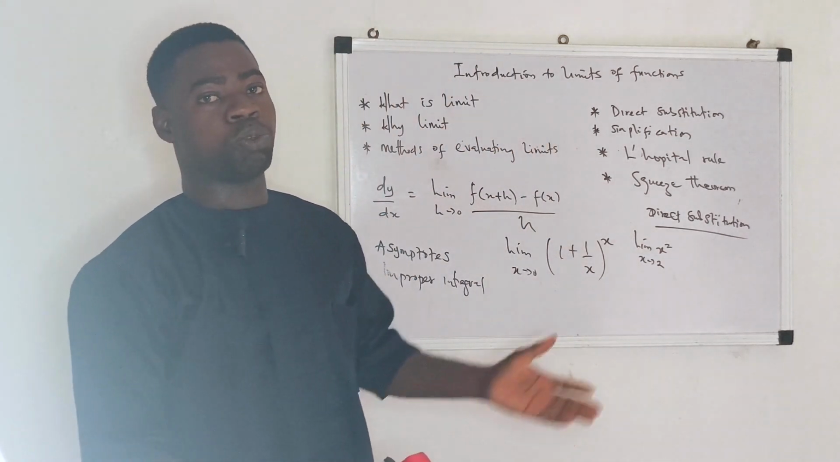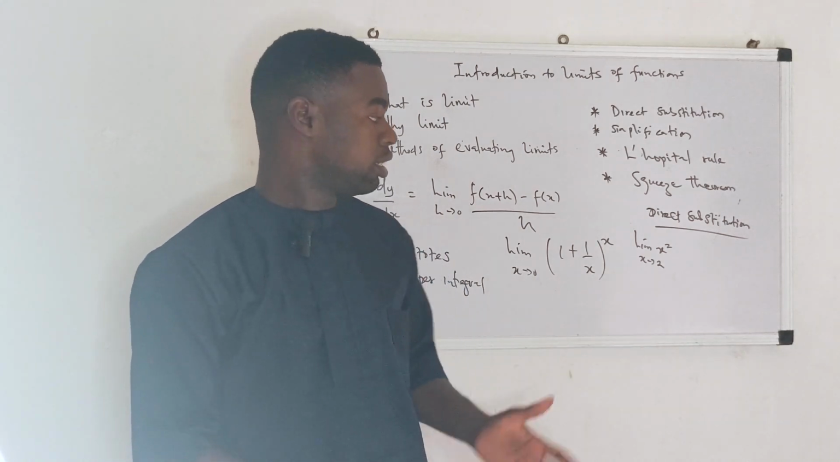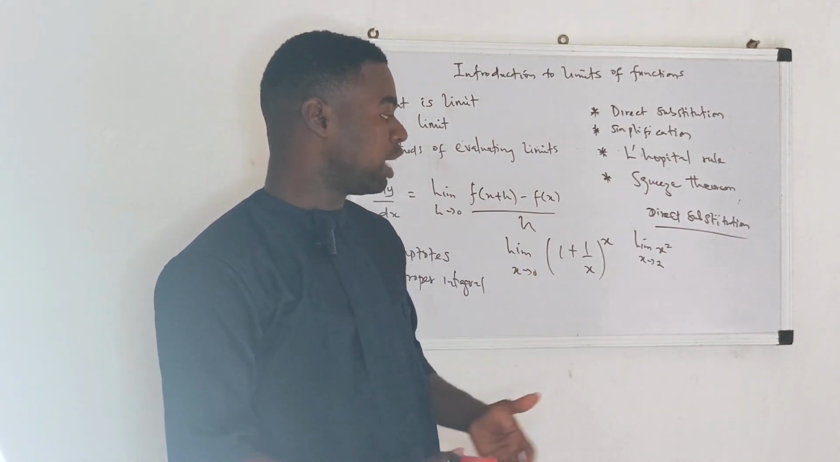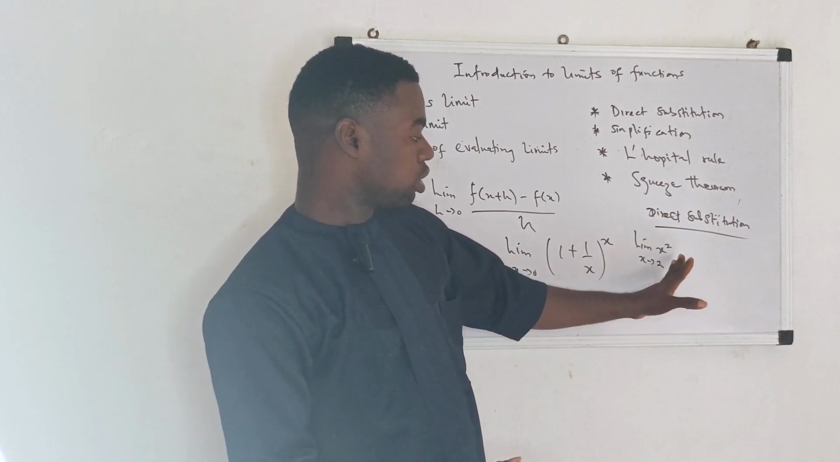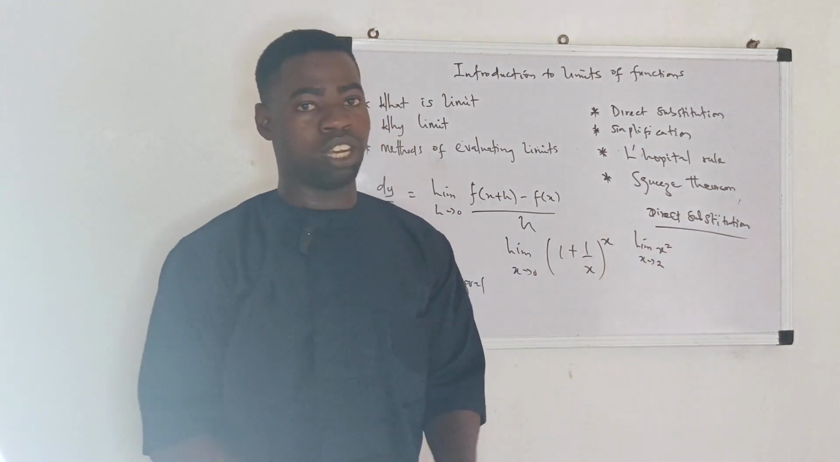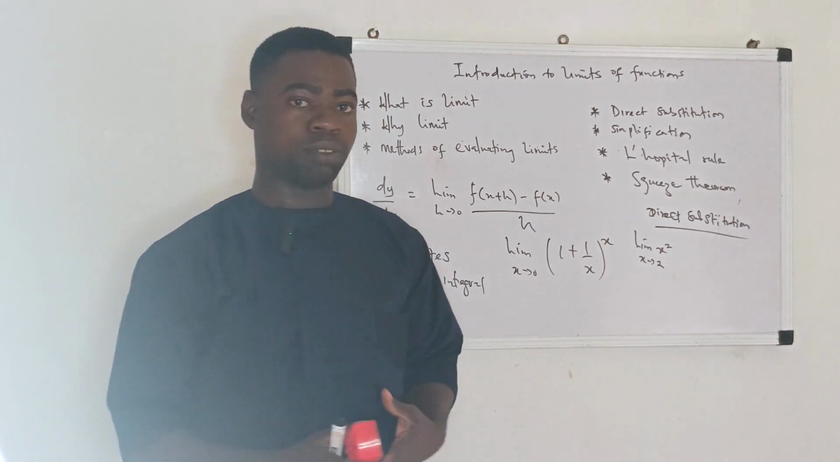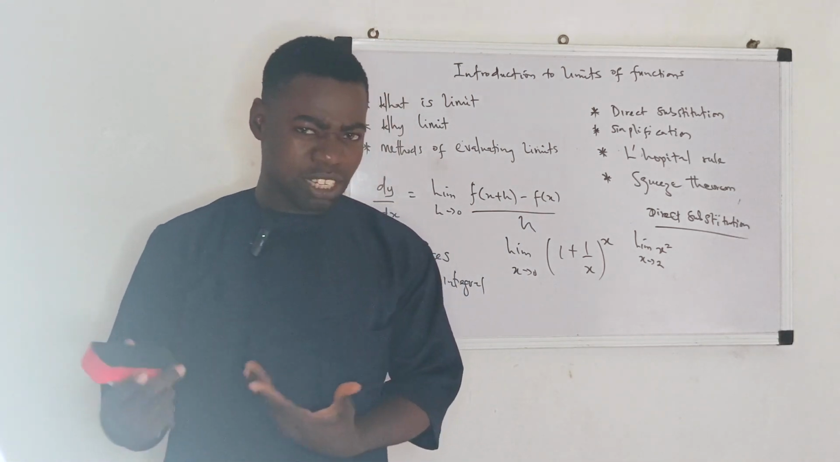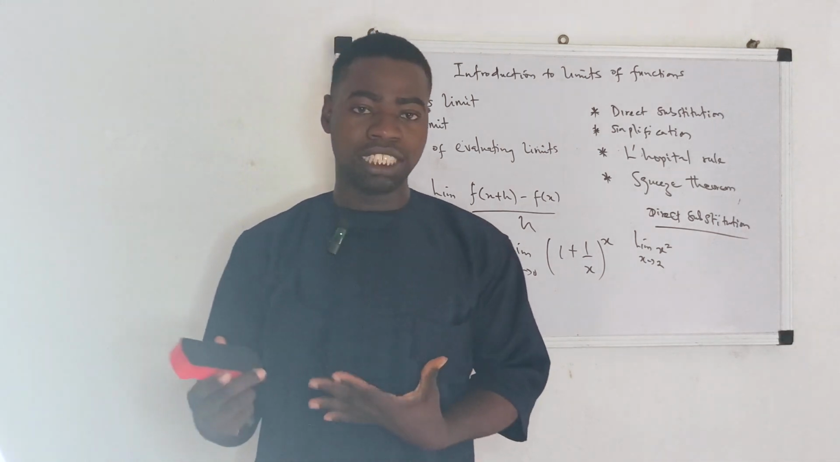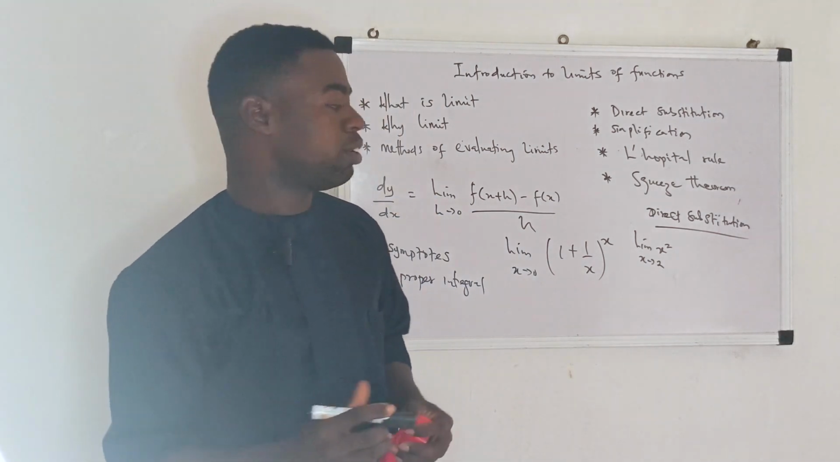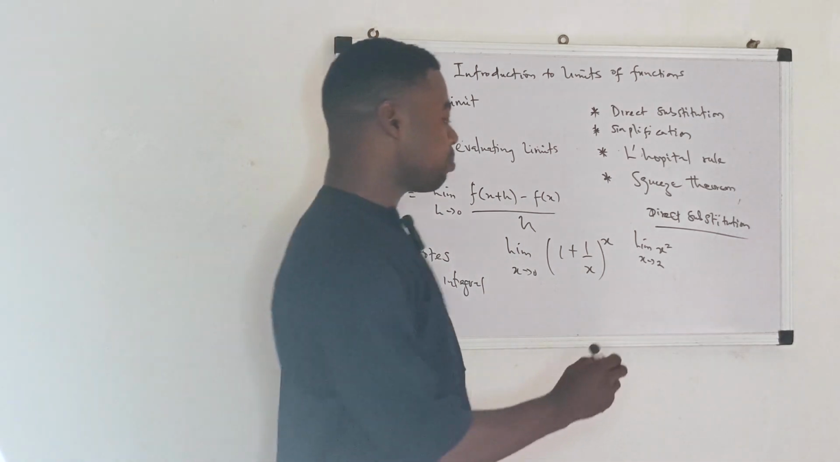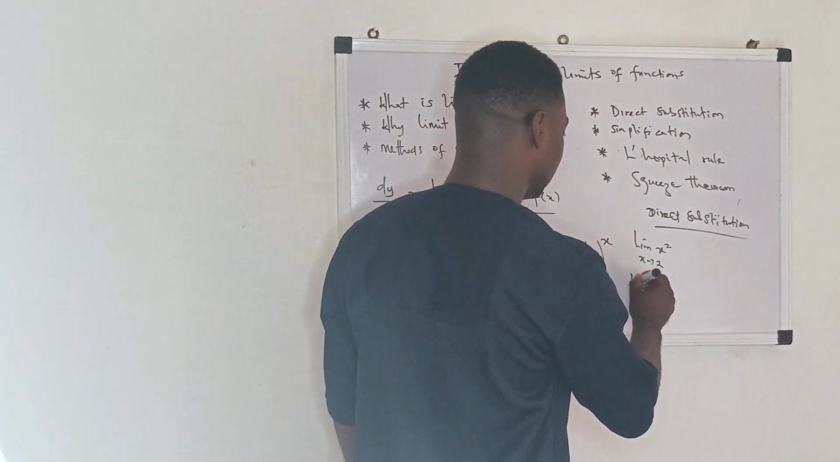So something like this is supposed to be evaluated with the direct substitution method. All I need to do is come to x, and if I see x, I put 2, and that's it. So it's very easy. But then it fails on many occasions. What are the demerits? The points where it fails. It fails anytime I encounter an indeterminate.